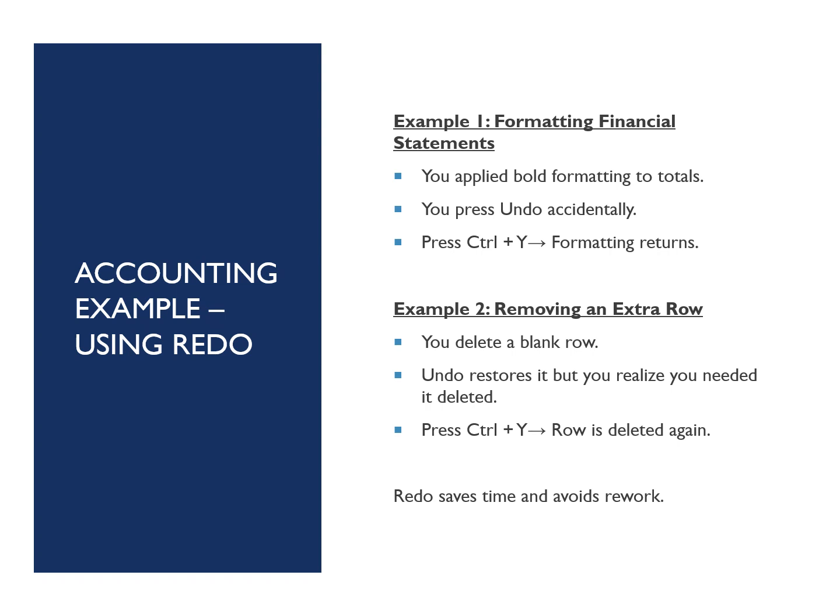Example 1. Formatting financial statements. You apply bold formatting to totals, then accidentally press undo. Formatting disappears. Instead of reformatting, press Ctrl+Y. Formatting comes back instantly. Example number 2. Removing an extra row. You delete a blank row, undo restores it, then you realize actually I needed it deleted. Press Ctrl+Y. Row is deleted again. Redo prevents rework. And in accounting, saving time during closing is very important.